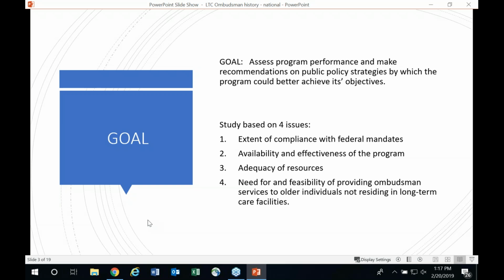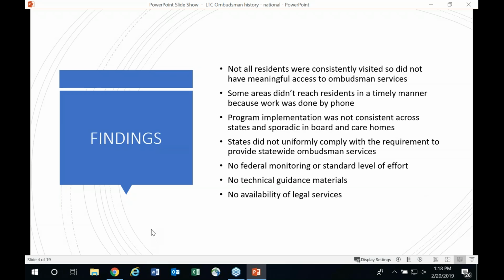And it was based on 4 issues: extent of compliance with the federal mandates, availability and effectiveness of the program, the adequacy of resources, and the need for and feasibility of providing Ombudsman services to older individuals not residing in long-term care facilities. And I will tell you that when the Ombudsman program in Idaho started out, we always worked with people in the community. So anybody over 60, the Ombudsman program could work with. Didn't work out too well, but that is how we started.